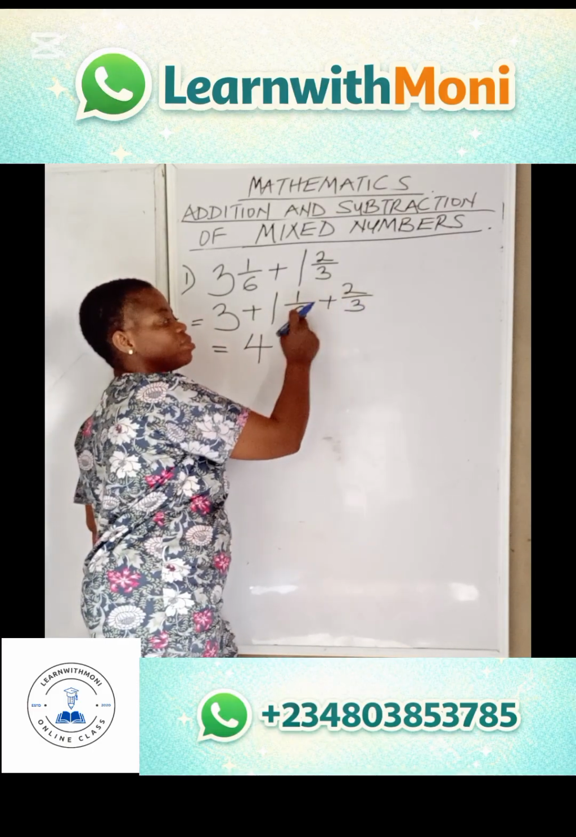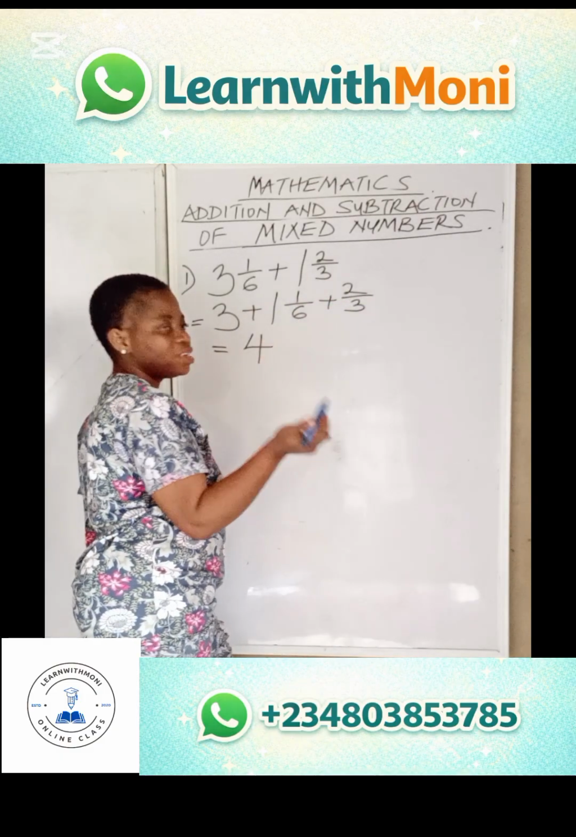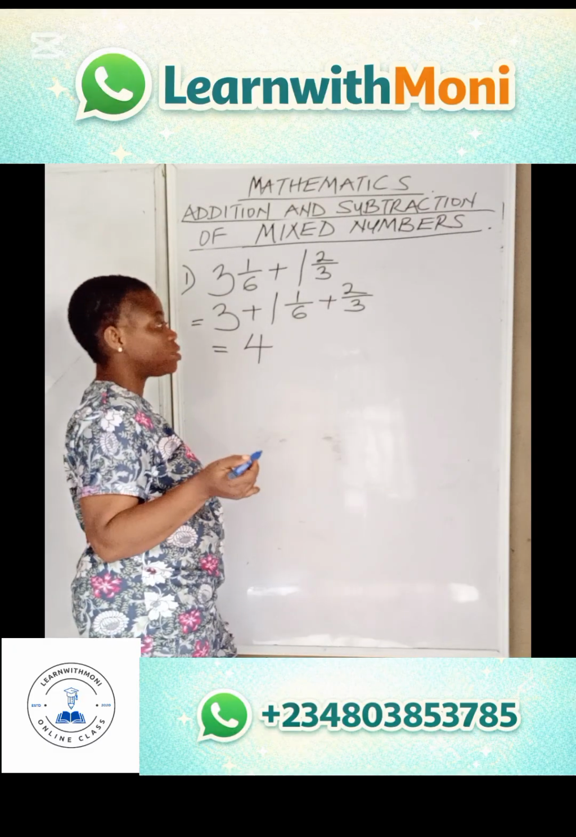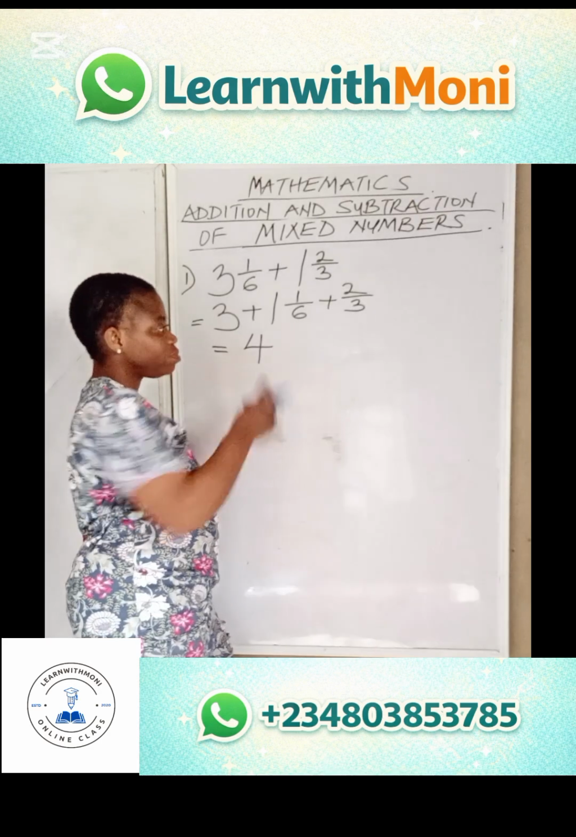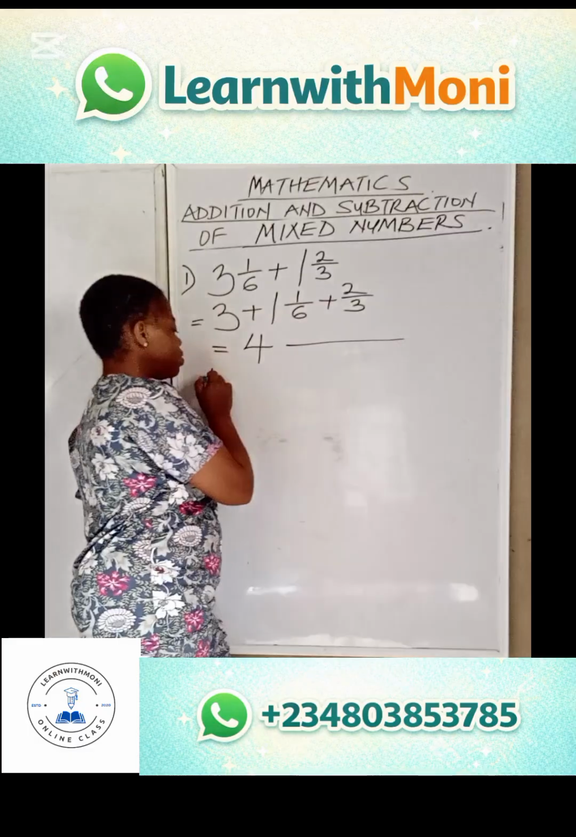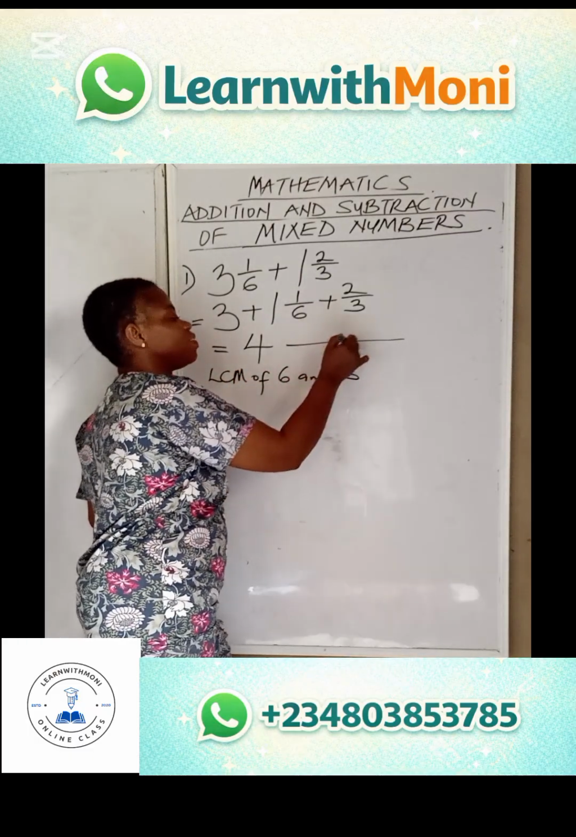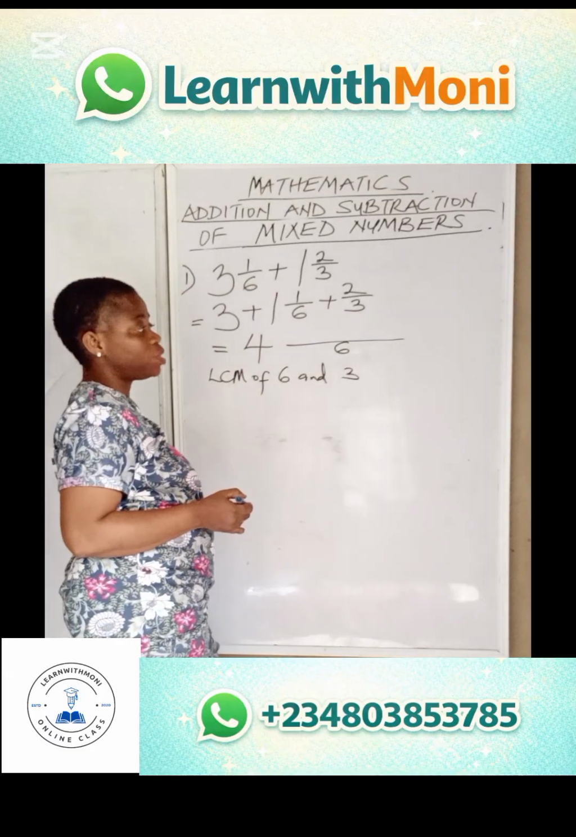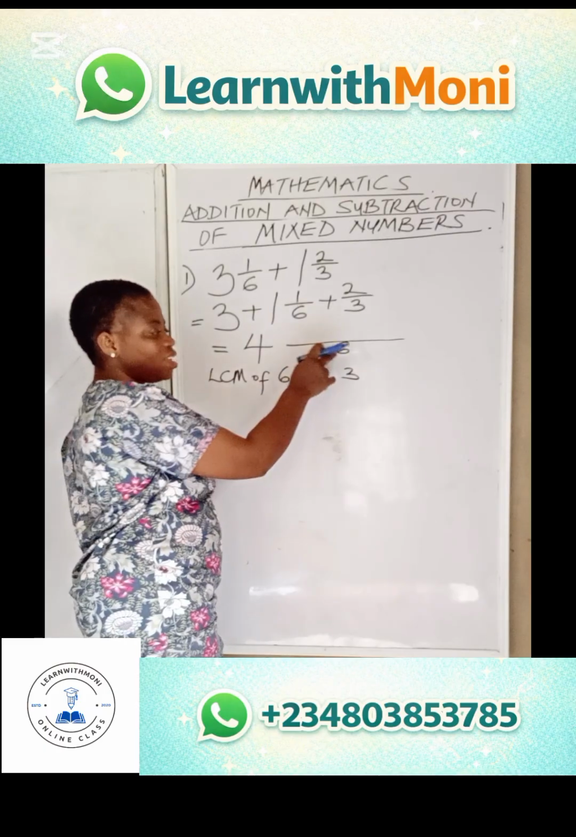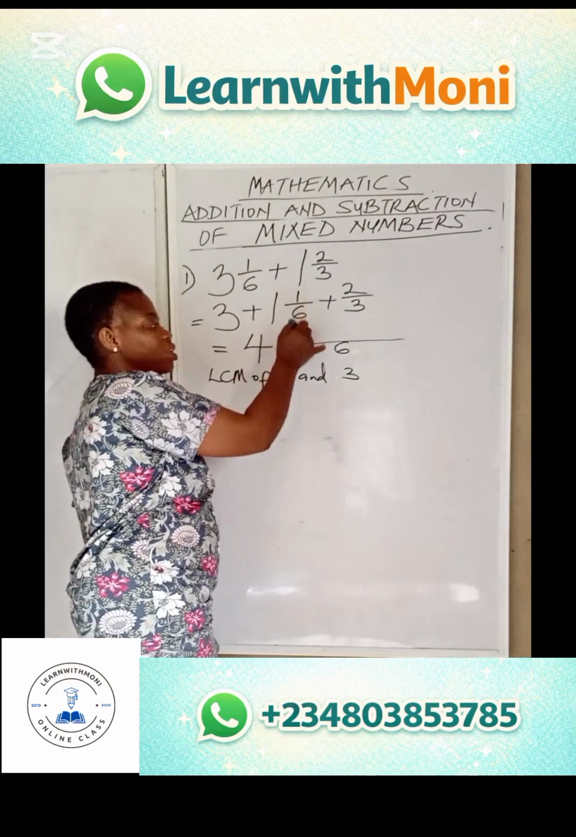Now for the denominators, I can decide to use the equivalent fraction method. I can also decide to use the LCM method. Let's use the LCM method. The LCM of 6 and 3 is 6. So I'm using it as a common denominator. How many 6 can I get from 6? That is 6 divided by 6 is 1. 1 times 1 is 1.